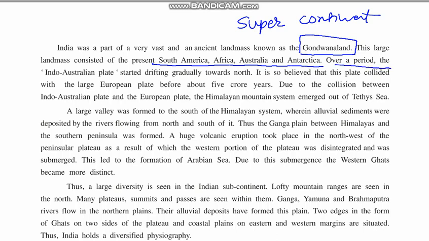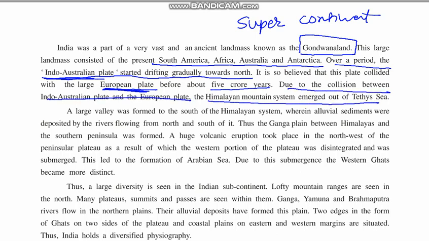Over a period of time, Indo-Australian plate drifted gradually towards north. It is believed that the plate collided with the large European plate. See, when the Indo-Australian plate collided with the European plate about 5 crore years back, due to the collision, the Tethys Sea submerged. Before, where India is there was a sea named Tethys Sea, but when the European and Indo-Australian plates collided with each other, due to that the Himalayan mountains were created.